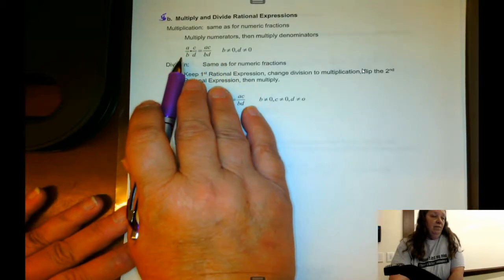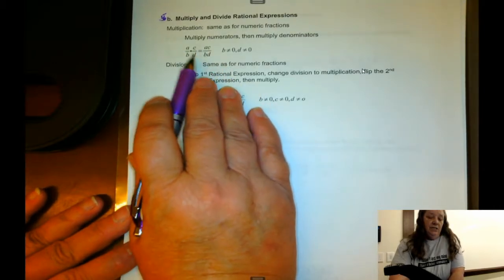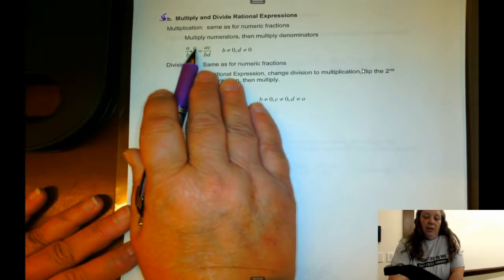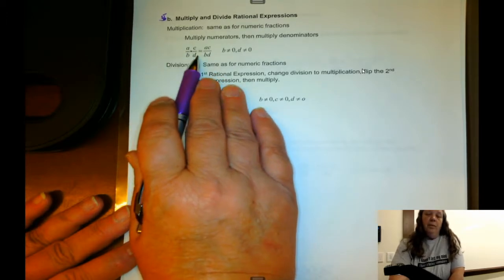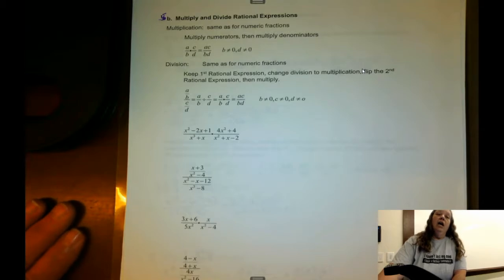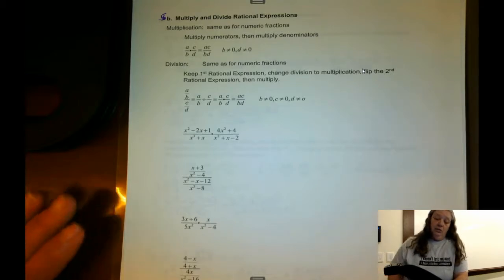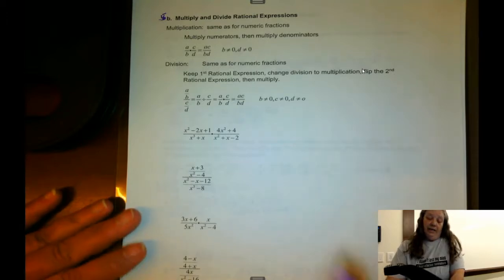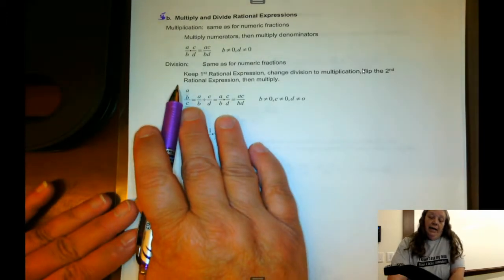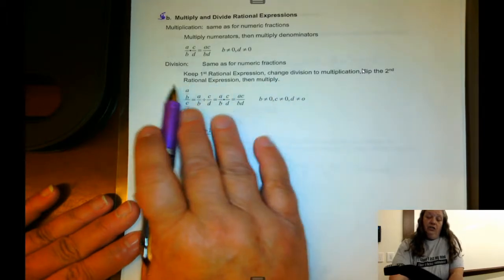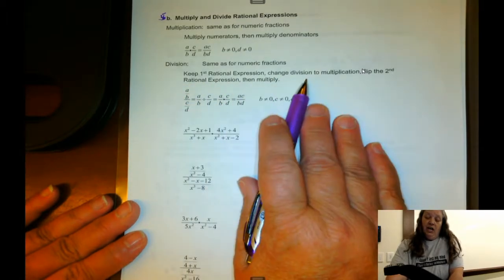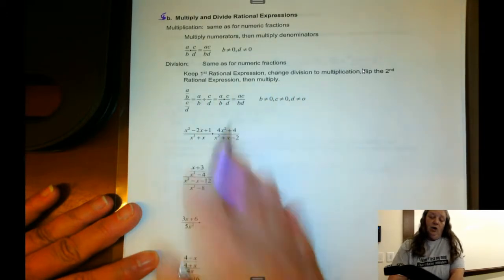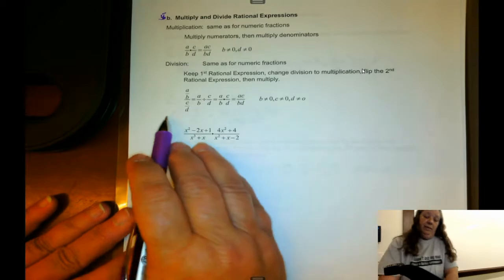If you have a over b times c over d, you multiply across the numerator, multiply across the denominator. And what you try to do is to then reduce or simplify by factoring. If it's division, well, for numeric fractions, you'd keep the first, change the division to multiplication, and flip the second, and then multiply. And that's what we're going to do, the same thing.